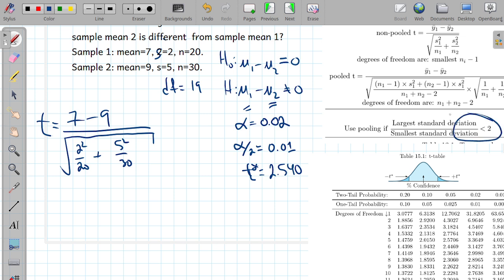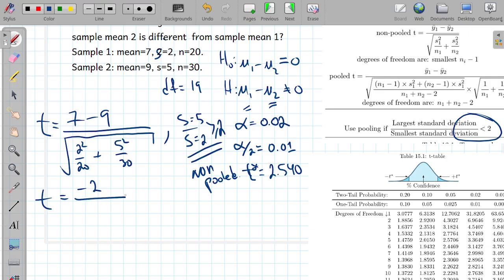Now remember, this is a non-pooled test because the ratio of s, 5 divided by 2, is greater than or equal to 2, so non-pooling. All right, t is equal to negative 2 over the denominator. What's the denominator on that? 1.0165. And that means this works out, when we divide that out, to negative 1.9674. So this is t obtained.